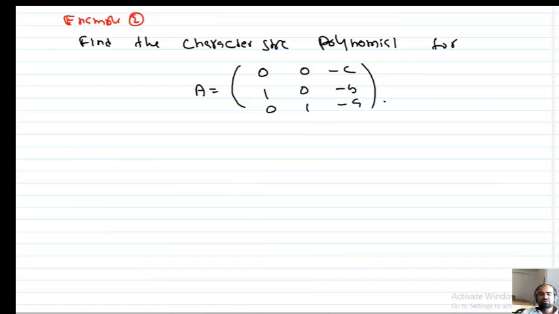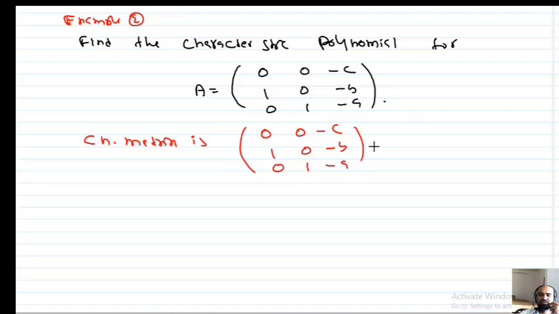Yeah, another question. Find the characteristic polynomial, not just the polynomial, for this. First of all, I want the characteristic matrix, which is A minus lambda I. Otherwise I will write what the problem is. The matrix has 0, 0, minus C; 1, 0, minus B; 0, 1, minus A; minus lambda times the identity matrix with lambda on the diagonal.